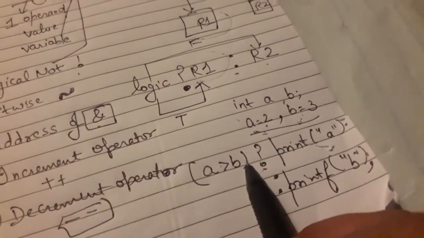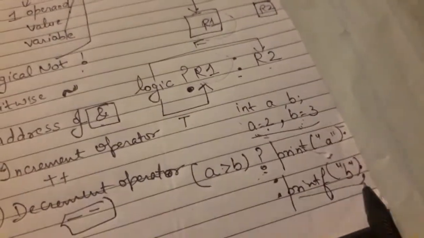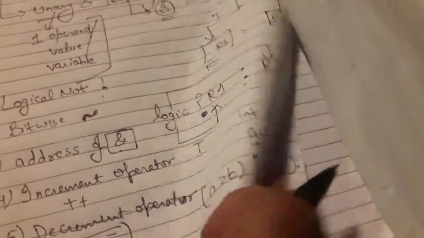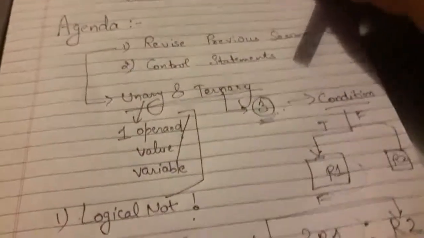Now what will be your result? A is greater than b. It's false. Then what's your answer? B. Are you getting my point? Right? Clear? So this was the ternary operator.